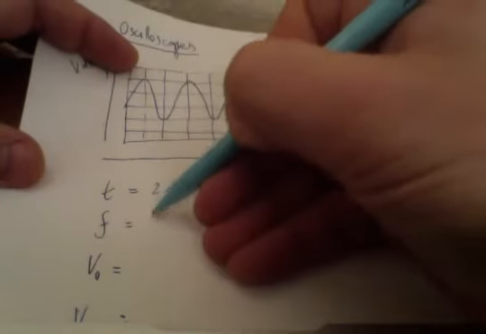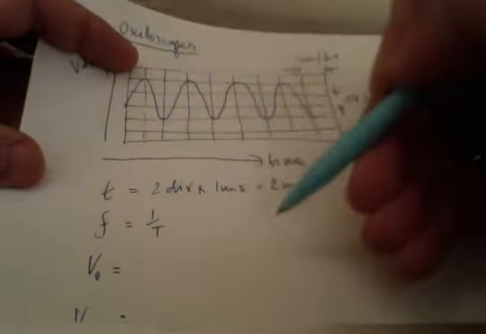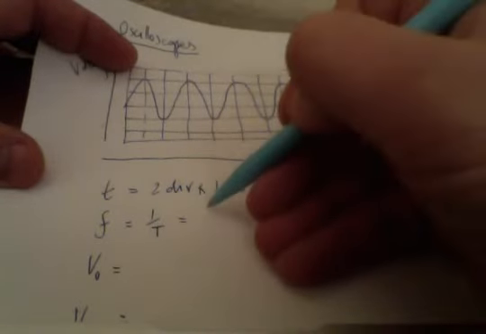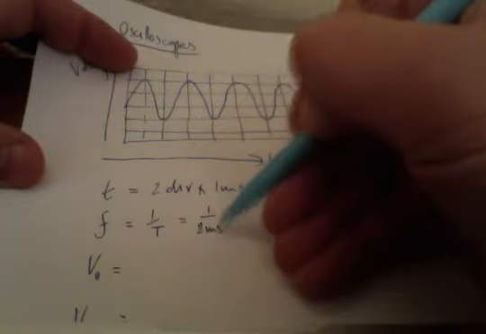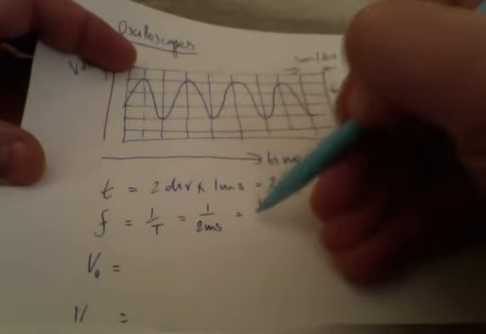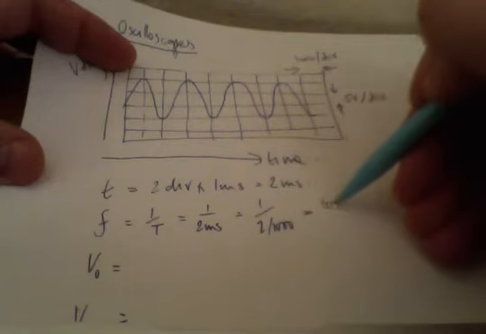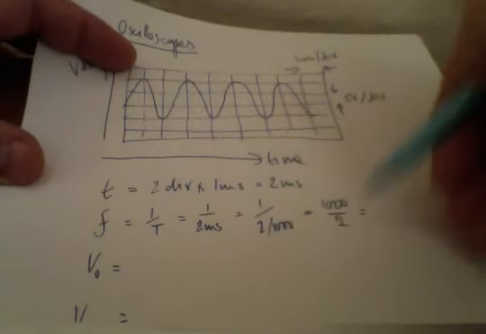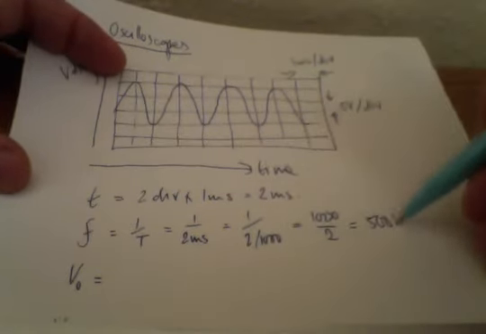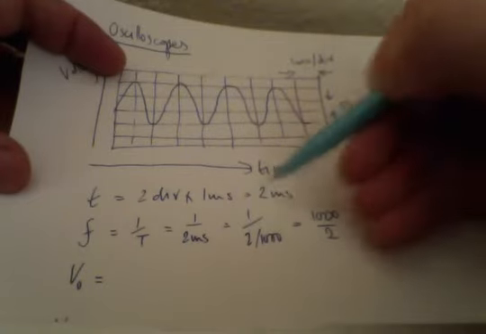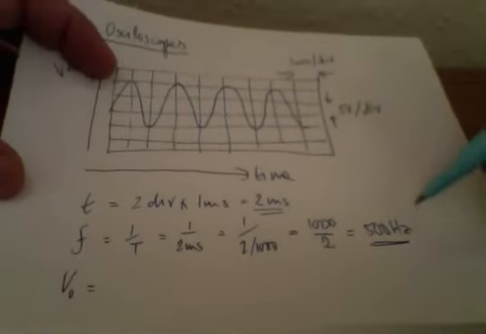Good. Frequency. Well, delving through your knowledge of, say, year 9, you'll know that frequency is 1 over the time period, which means that's 1 over 2 milliseconds, which is 1 over 2 over 1,000, converting this into seconds, which gives me 1,000 over 2, which gives me 500 Hertz. Excellent.